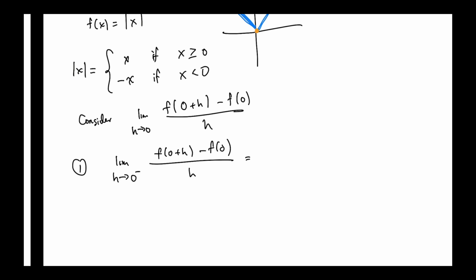And what is the function defined to be if the input value is negative? What is the definition of absolute value? You just throw another minus sign in front. Okay, so for this particular value of h, the function is negative the input. Okay, so it simplifies to this. Okay, and what's f of 0? Just 0, okay.